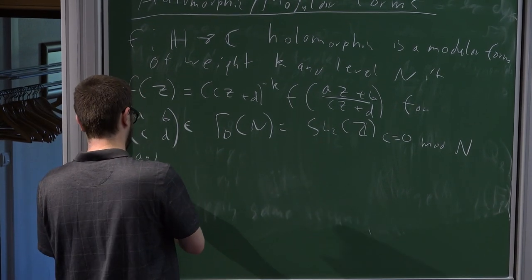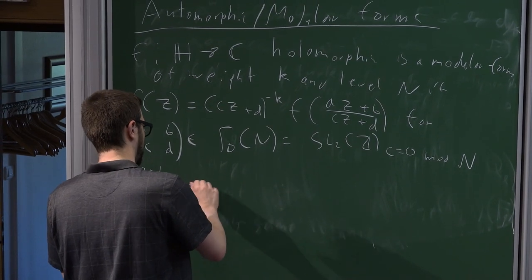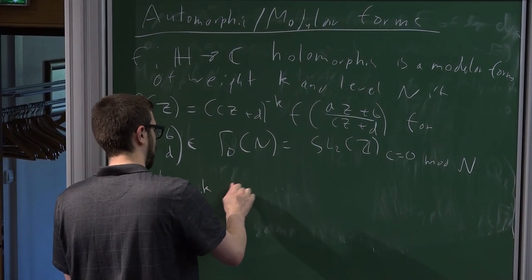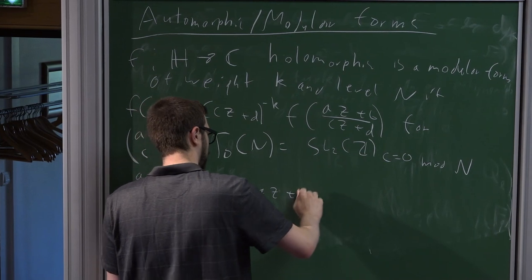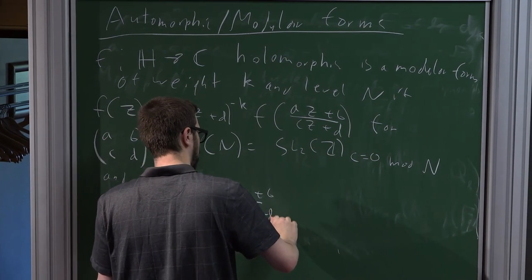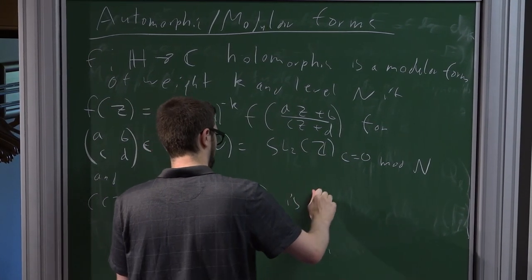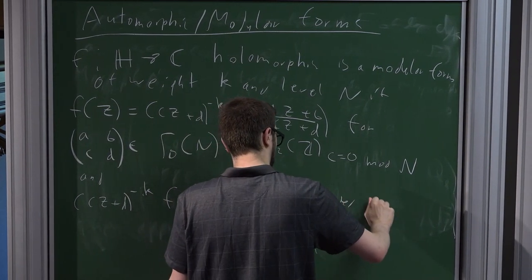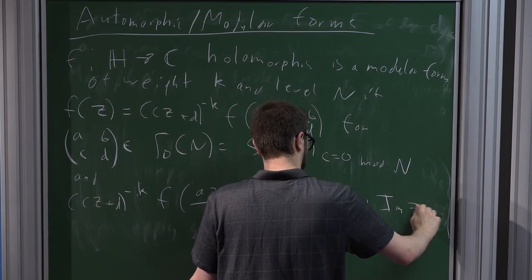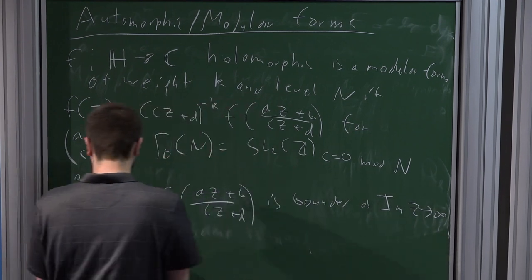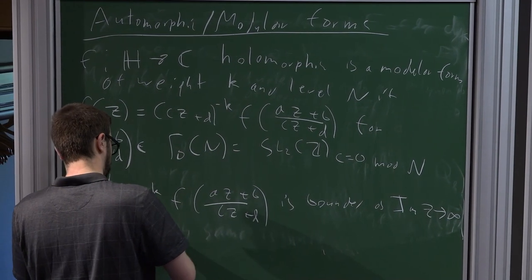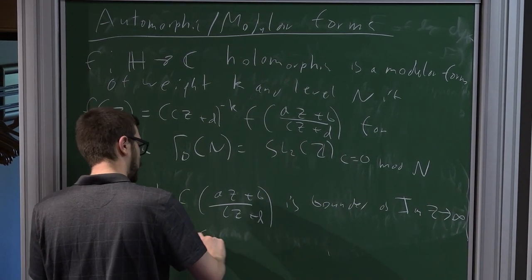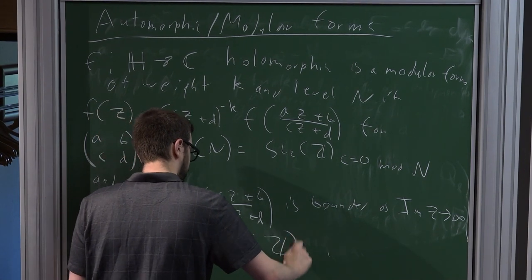Also, there's some kind of growth condition, which is annoying: (az+b)/(cz+d) is bounded as Im z goes to infinity for a, b, c, d, not just in the subgroup, but in the whole group. So let's see.